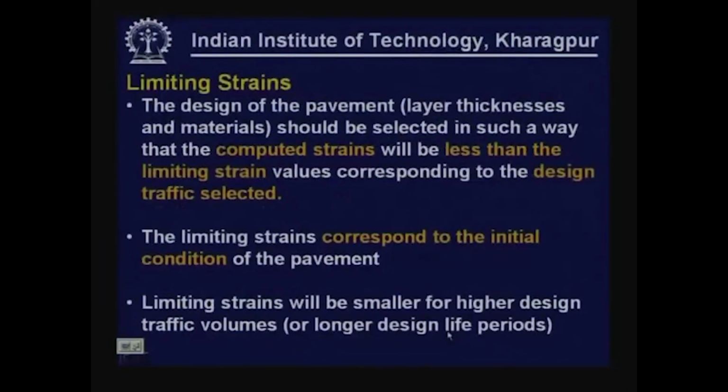Design is nothing but selecting layer thicknesses, layer materials, and the type of pavement, that is, what combination of materials we are going to use, in which sequence, with what thicknesses and material properties. The design has to be selected in such a way that the computed strains will be less than the critical or limiting value given by the performance criteria or design criteria. There have to be some criteria which tell us the limiting values of epsilon t and epsilon z for a given situation, so that the pavement can perform satisfactorily.